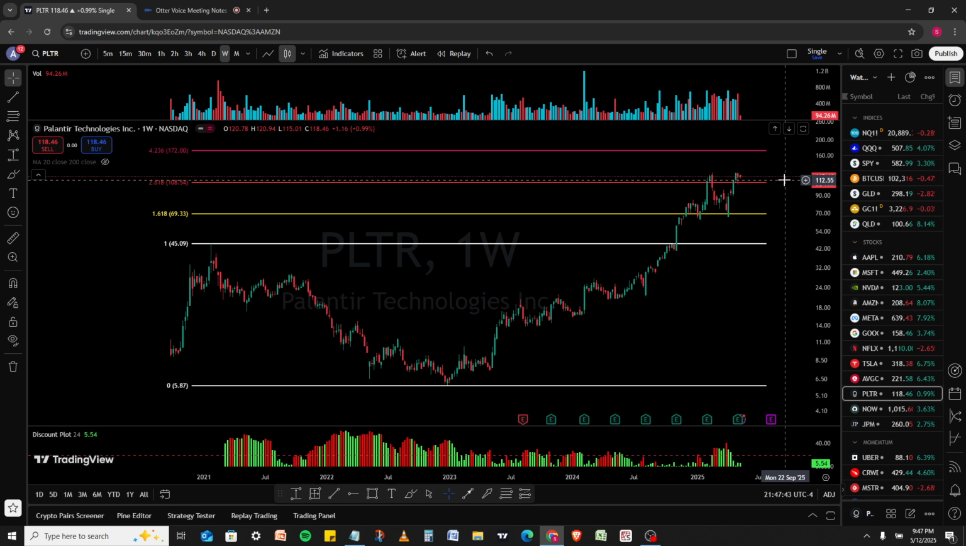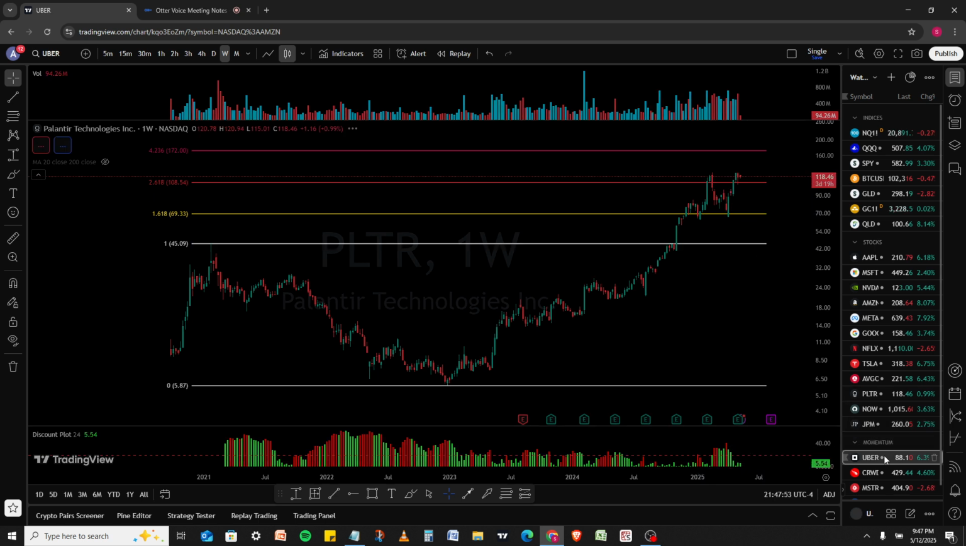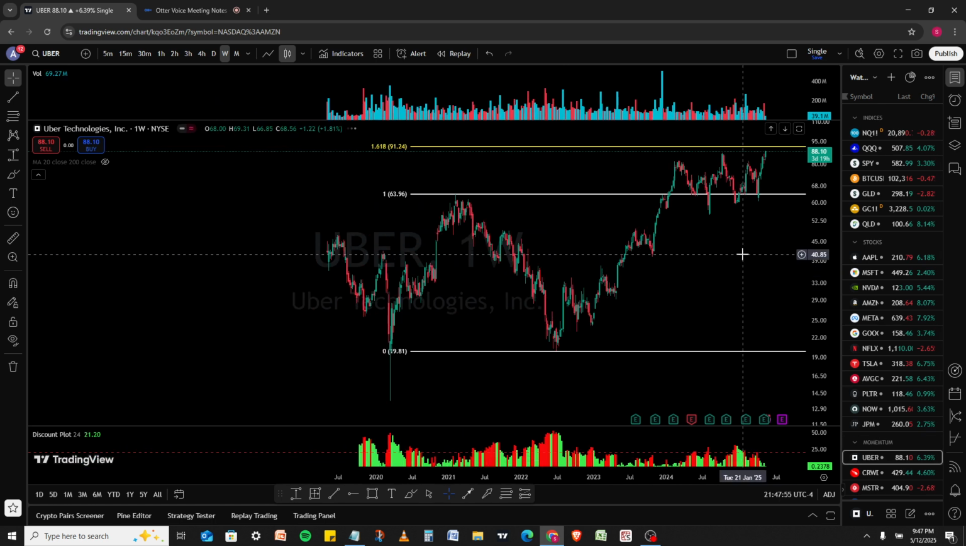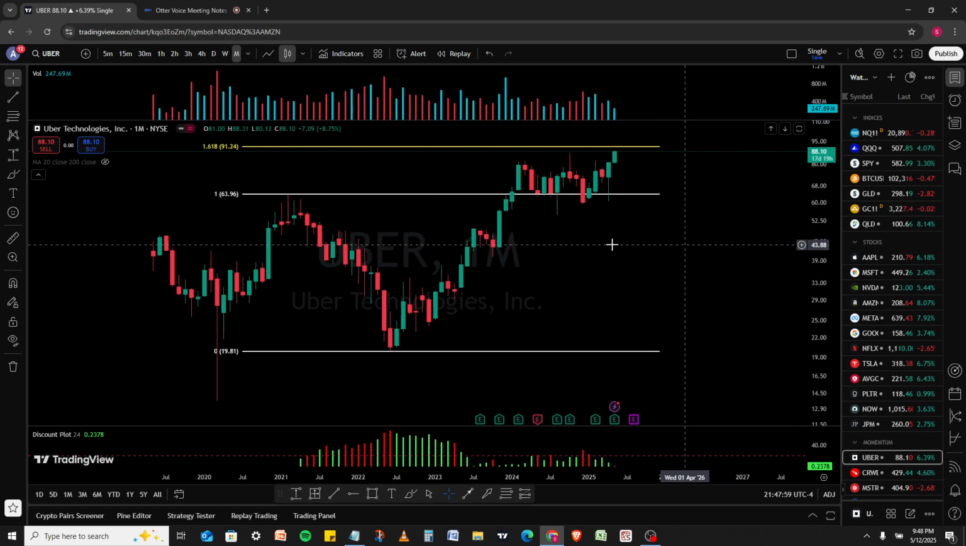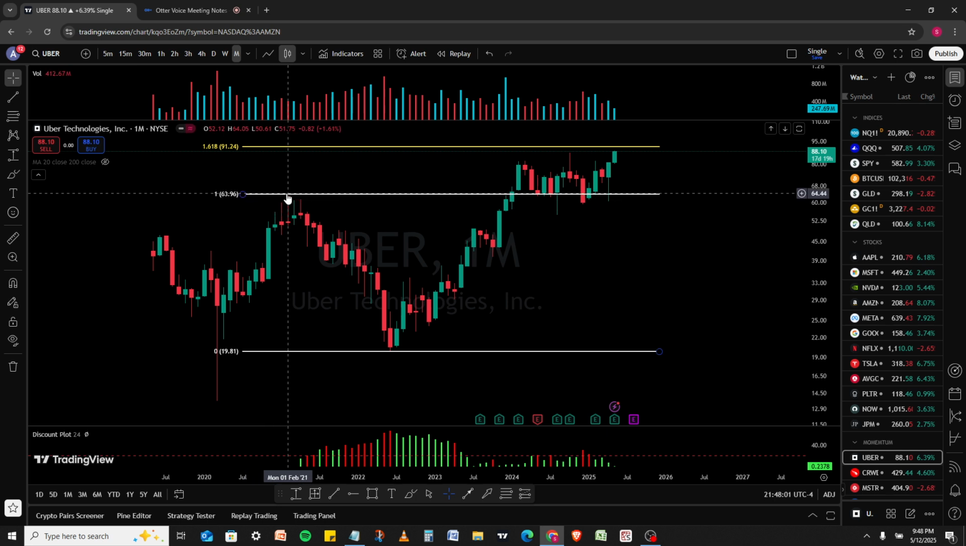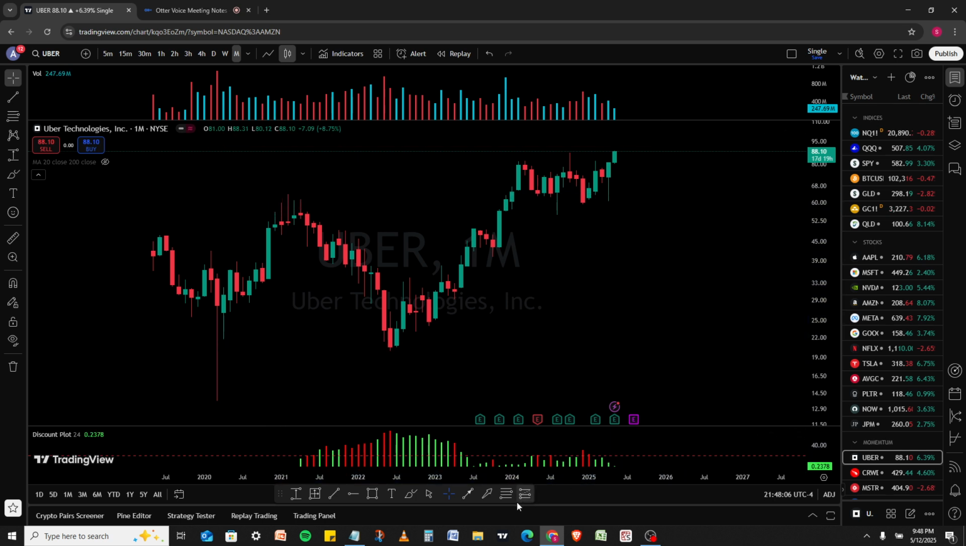Now let's look with the same lens at Uber and see what the charts are telling us. Let's jump to the Uber chart. So here is Uber. Let's look at the monthly chart for Uber. And we drew the same Fibonacci here. Let me redraw it for viewers' benefit.